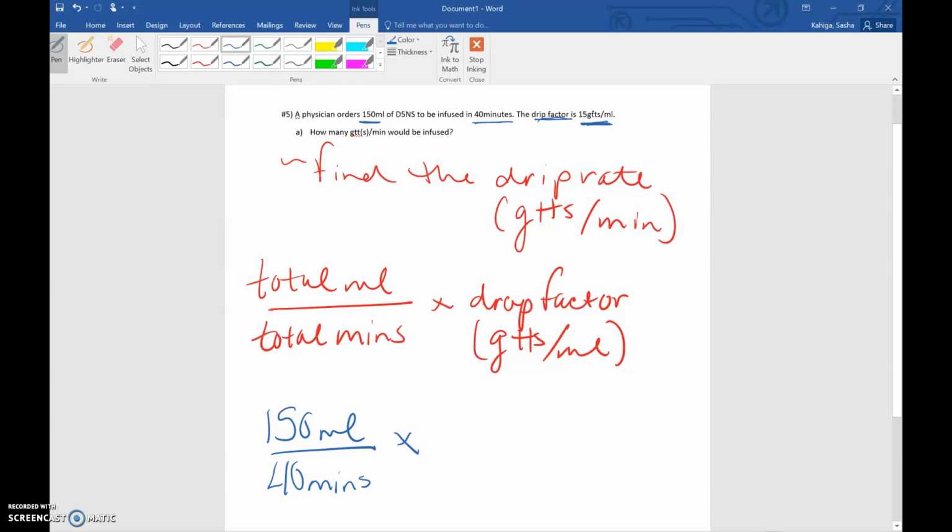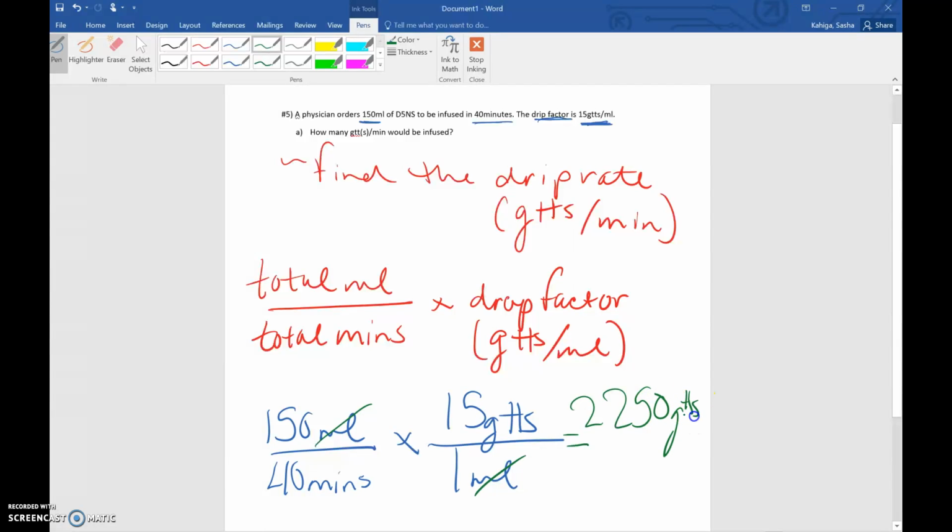That's how you know that this is what you would need to multiply your flow rate of milliliters per minute in order to change it into drops to find your drip rate. So that means that my drop factor is 15 drops per 1 milliliter. My milliliters cross out, and you are going to multiply across. So 150 times 15, I do believe, is 2250. That's 2250 drops over 40 minutes times 1 happens to be 40 minutes.